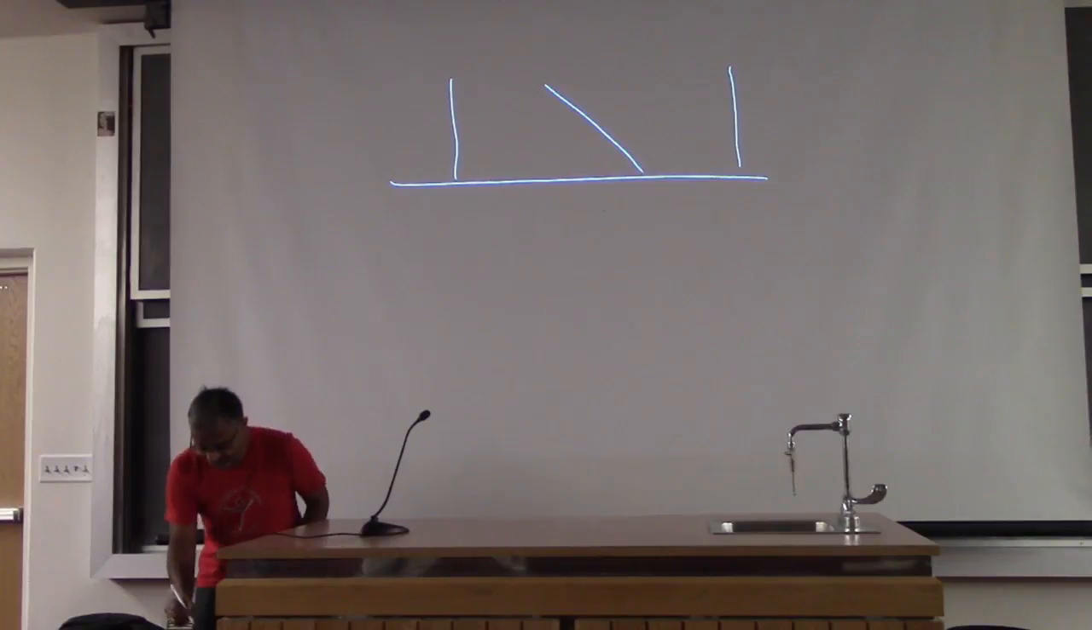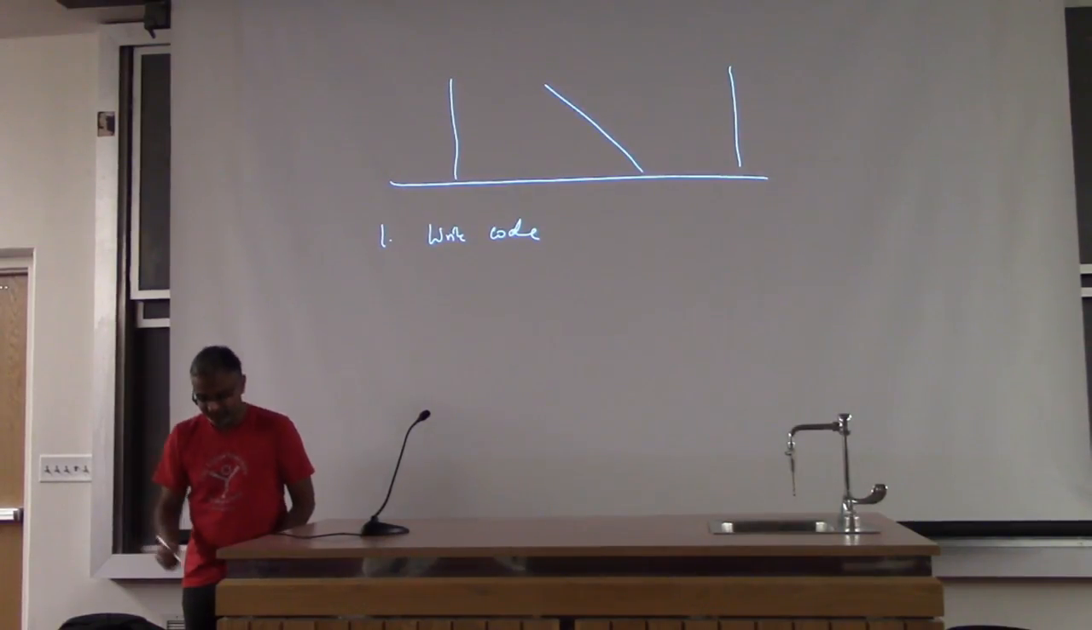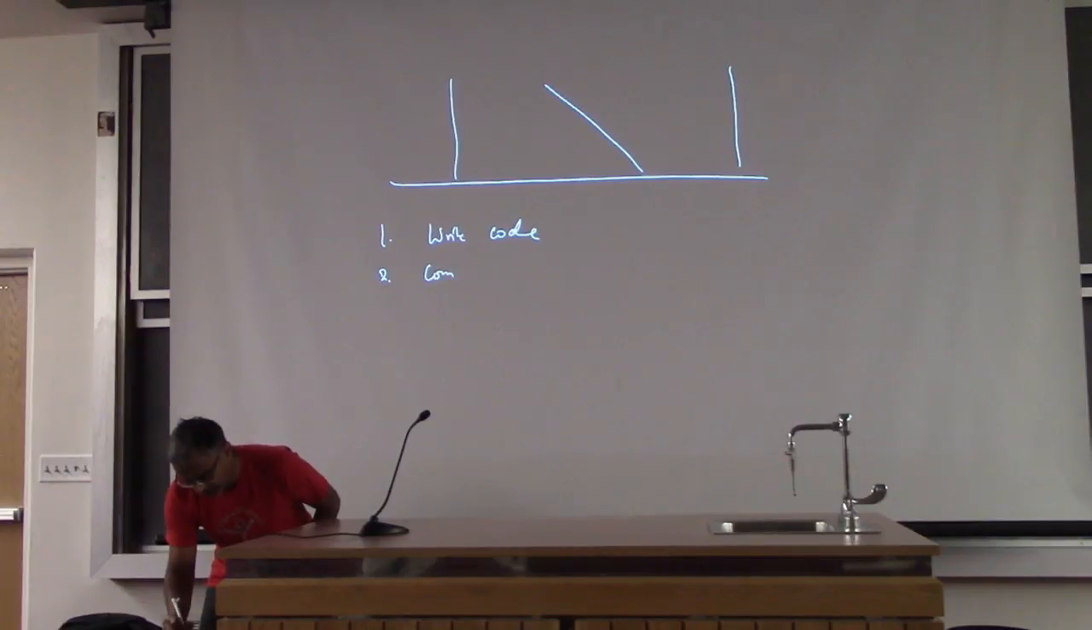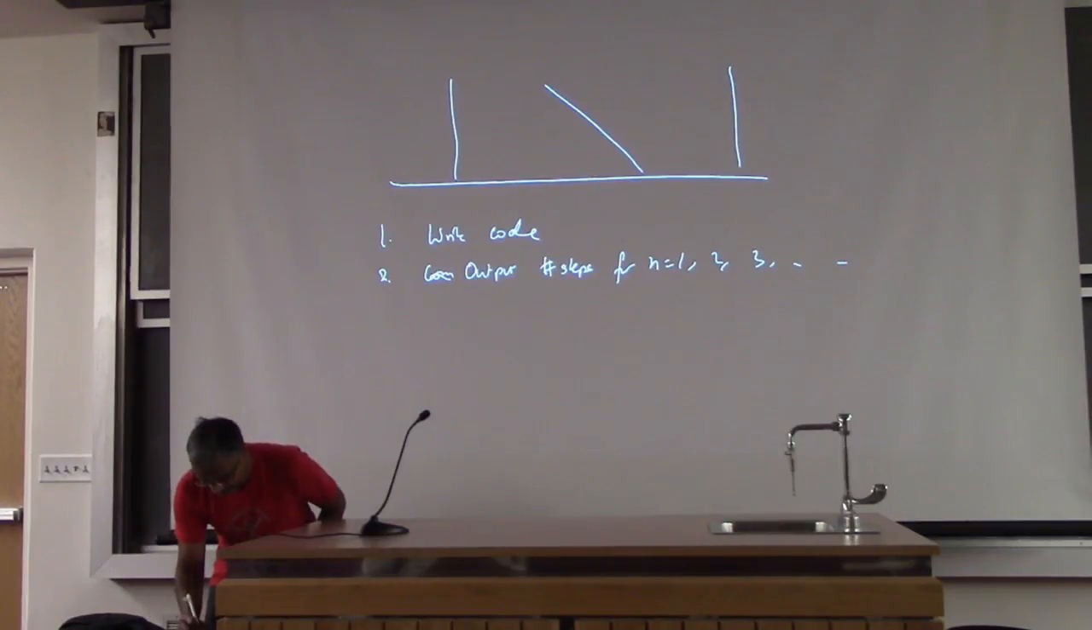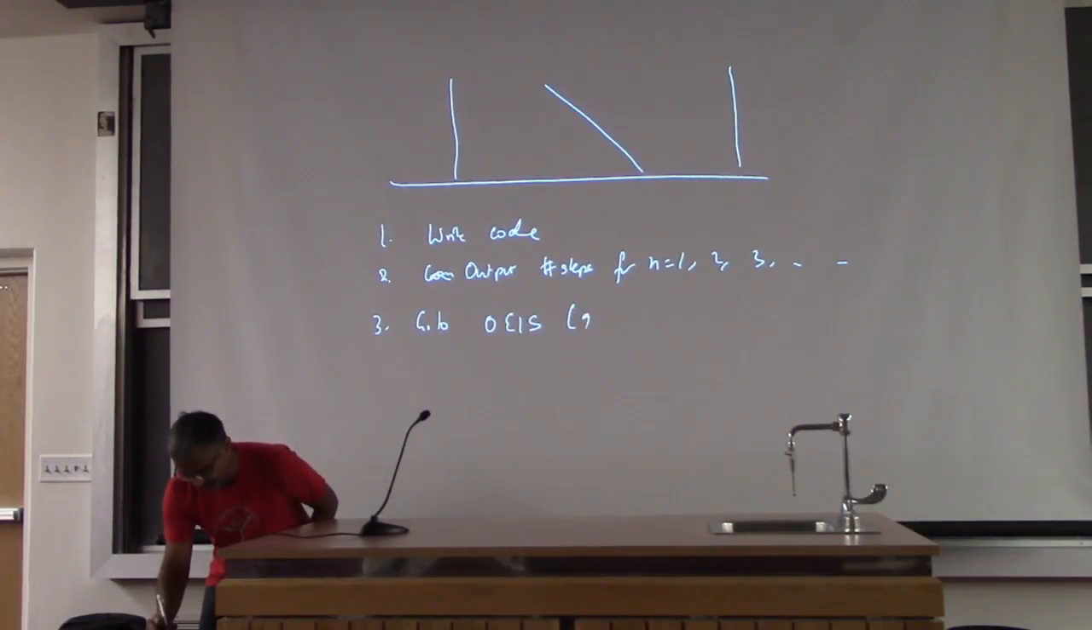So the solution was, step 1, write code. That's fine, write some code. And code that you can actually run. So run the code, right? Compute, so output the number of steps for n equal to 1, 2, 3, whatever. Then 3, go to the online encyclopedia of integer sequences. So in other words, Google. And find the name of the sequence. Okay?